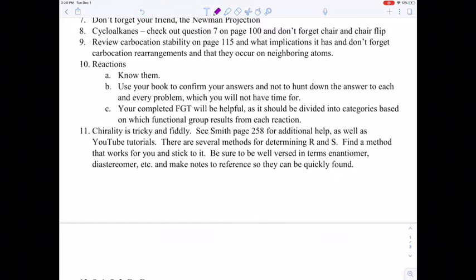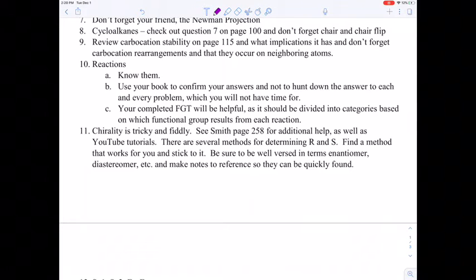Chirality is tricky, it's fiddly, it is probably one of the most common things that people make mistakes on, myself included. Smith, which is the big textbook, not the workbook, page 258 would be a good place to check for help there, as well as YouTube tutorials.